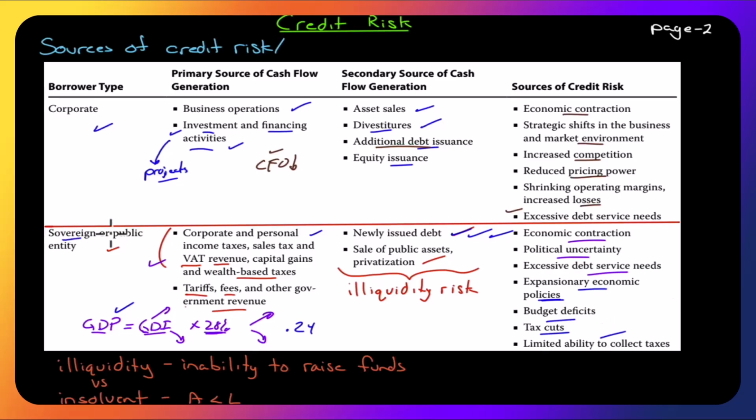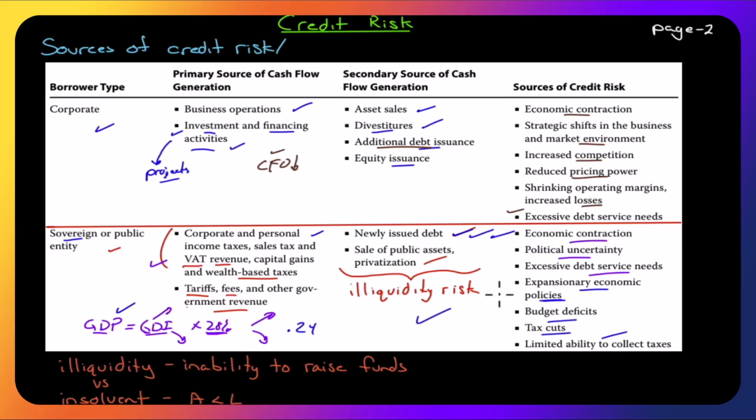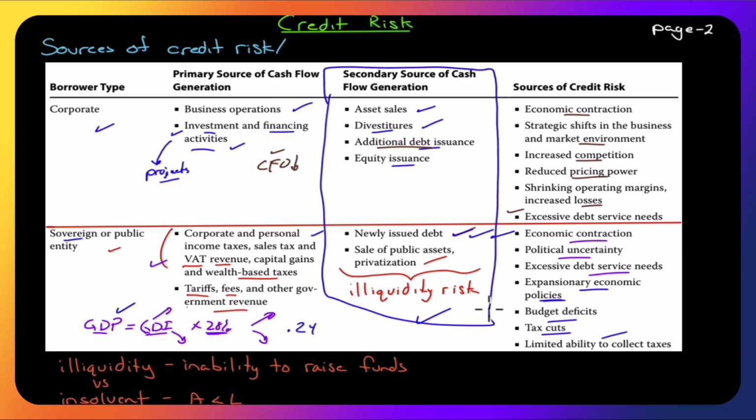This is not so much for the sovereign, but once you get into agencies, government agencies, they don't have the ability to collect taxes. So I note illiquidity risk here, and this isn't just for sovereign or public entity. This whole category is a source of illiquidity risk because we have asset sales. You have additional debt issuance, equity issuance. Here again, more debt issuance, sale of public assets.